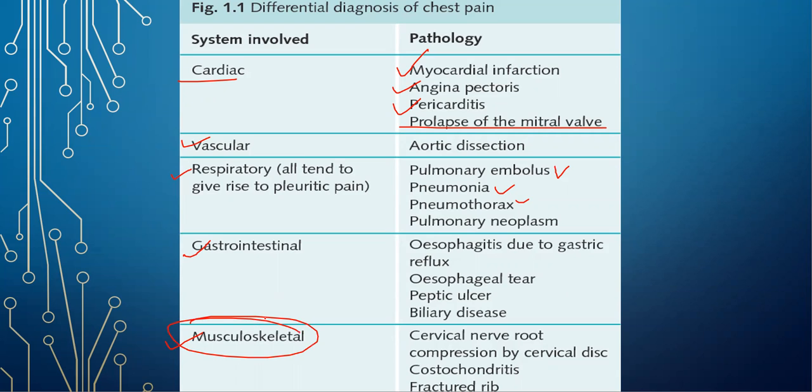So musculoskeletal chest pain is very, very commonly presented in general practice, so we should always be aware of that. And how should we think that this is musculoskeletal chest pain? If a patient complains, well, my chest is very sore to touch, when you feel the rib or the chest and it is tender to touch, that's the time we think about the possibility of musculoskeletal chest pain.